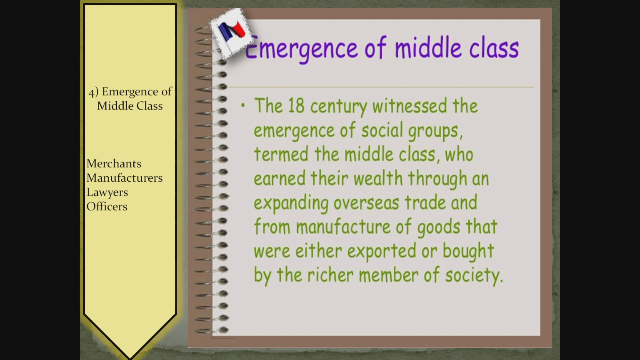So all our philosophers, which is going to be our fifth reason behind the French Revolution, came from this middle class only. Who were these middle class people? They were merchants, manufacturers, lawyers, and officers, or philosophers and teachers also. They fall into this category. So these middle class people gave the spark to this revolution. Their thought gave the spark to this flame. So, let's see our fifth reason.